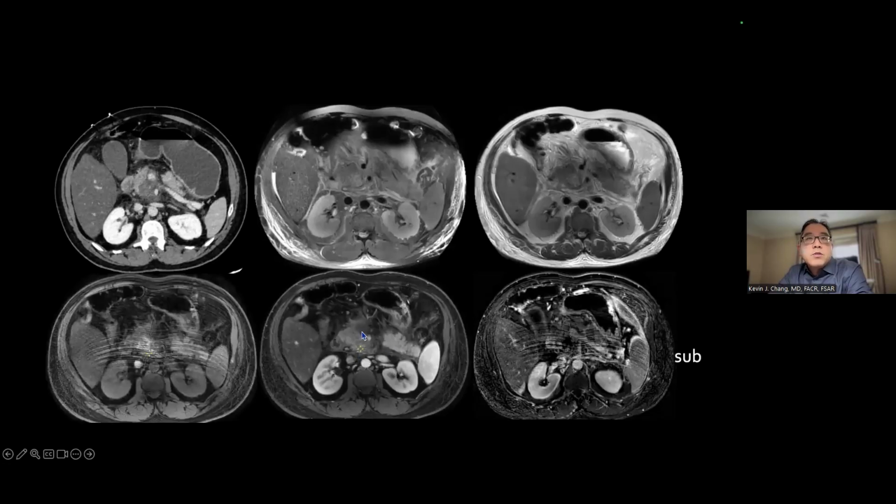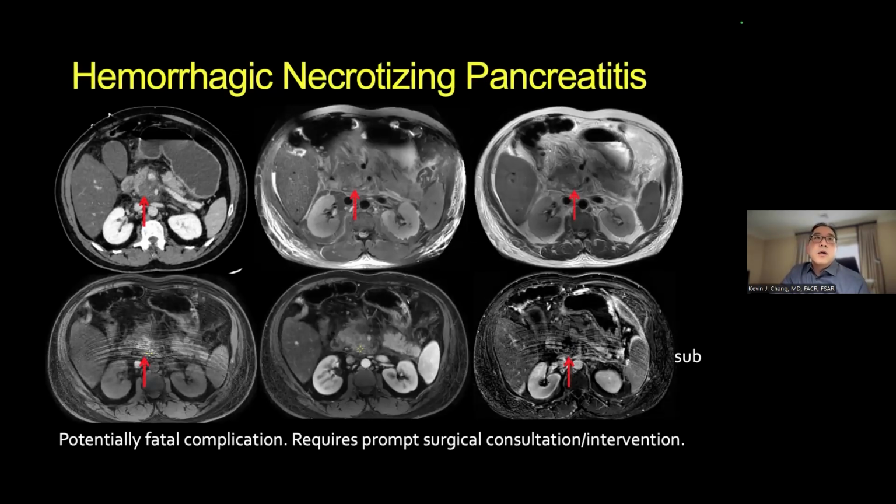And then following contrast administration and subtraction, you can see that area that's hyperintense on the pre-contrast images subtracts out from the post-contrast images, suggesting that there's a small area of focal hemorrhagic necrotizing pancreatitis. Definitely something that would be easier to pick up by MRI than on the initial CT.